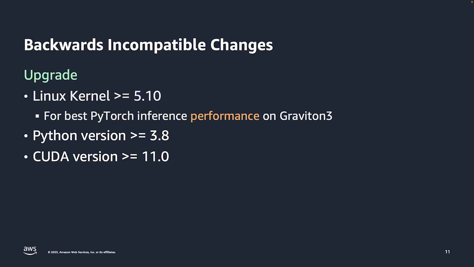Python version 3.7 and CUDA version 10 will be dropped from PyTorch 2.0. So you'll want to upgrade your Python version to 3.8 and above. One more thing to note is that Python 3.7 was scheduled to come to end of life in June 2023. So make sure you upgrade Python 3.7 to 3.8, regardless of whether you choose to upgrade to PyTorch 2.0.